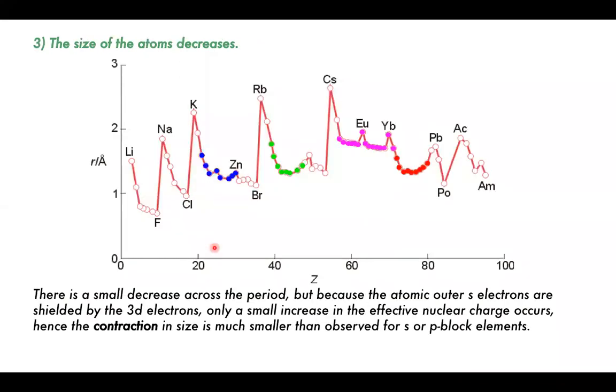Then the size of the atoms decreases, also relatively slowly, at least compared to maybe what we would expect for the s and p block. And so there's a small decrease across the period, but because the outer s electrons are shielded by the 3d electrons, only a small increase in the effective charge actually occurs, and hence the contraction in size is much smaller than that observed for the s or p block elements.